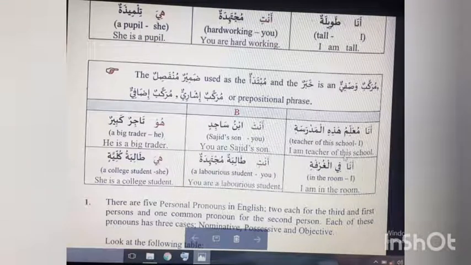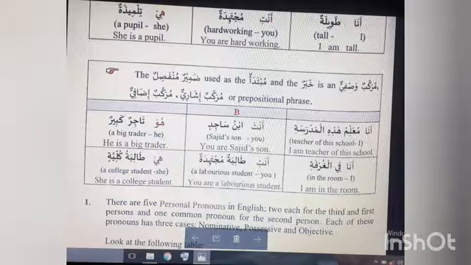Now see, أنا في الغرفة. أنا is ضمير منفصل. في is حرف جر. الغرفة is مجرور. أنا في الغرفة, I am in the room. So في الغرفة is جار and مجرور. So this becomes a prepositional phrase.